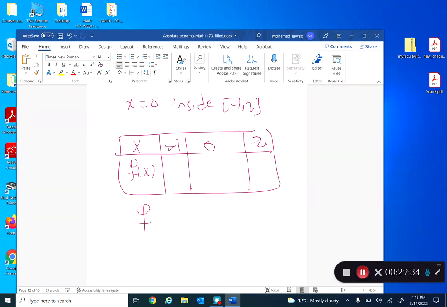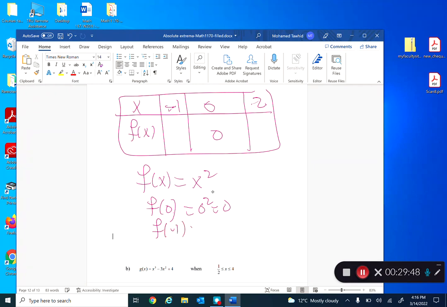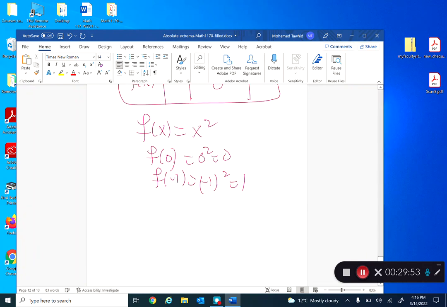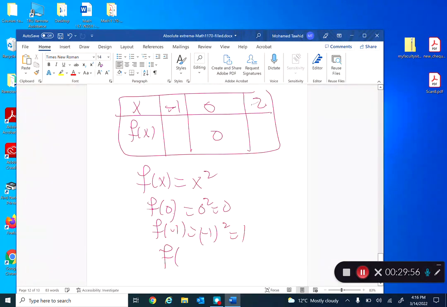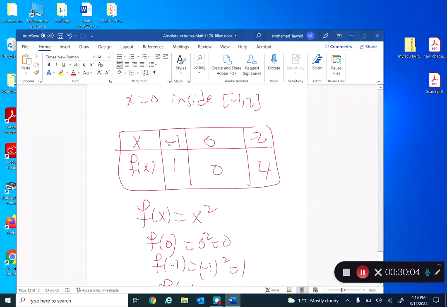Then I have to go ahead and find f of x. f of x equals x squared. So I have to figure out the value of f at 0. f of 0 will be 0 squared, which is 0. f of -1, you have -1 squared, which is 1, right? And f at 2, you have 4. So you have here 1, and here you have 4, right? Here I put your endpoints. That is a point where you could have minimum or maximum. And also I have to put the critical point, that is where you could have minimum and maximum.